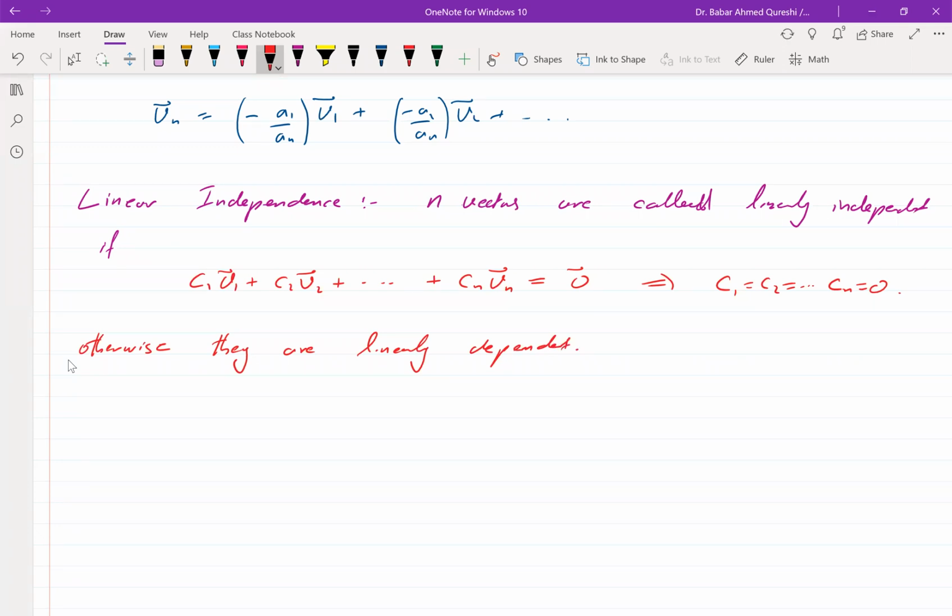That means you make this linear combination of these vectors, get a zero, and you know that you have a solution where not all of these c_i's are zero, then they are dependent. Then at least one of them can be written in terms of the others. So we can take examples.